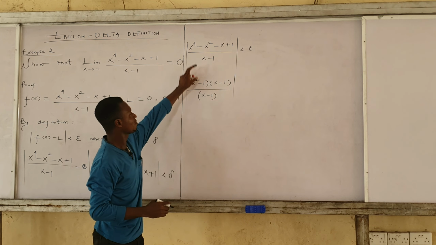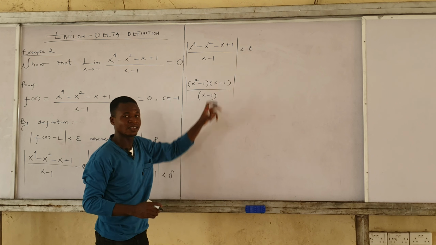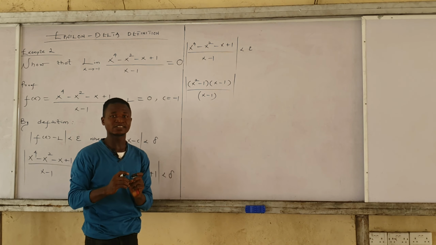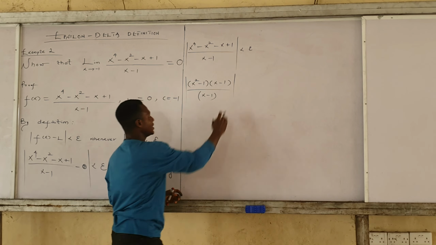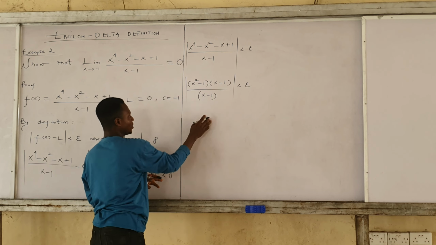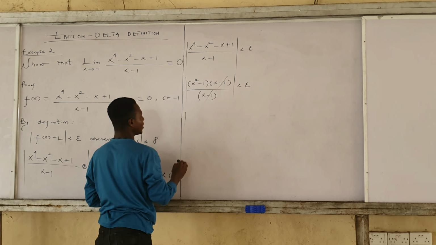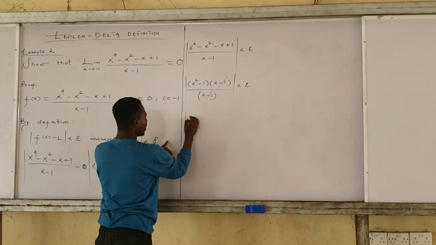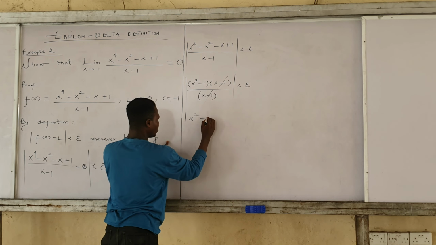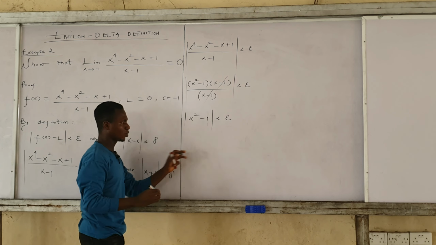Now remember that the factorization of this polynomial expression, which gave us this, can be done using polynomial division, but we're not going to do that in this video. So thank you. So this is set to be less than epsilon. With this now we can simplify that. This cancels out this. We have this to be given by the absolute value of x raised to the power of 2 minus 1, and this is less than epsilon. This is where we are now.